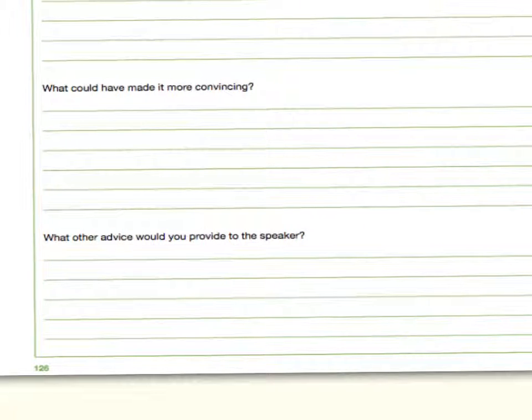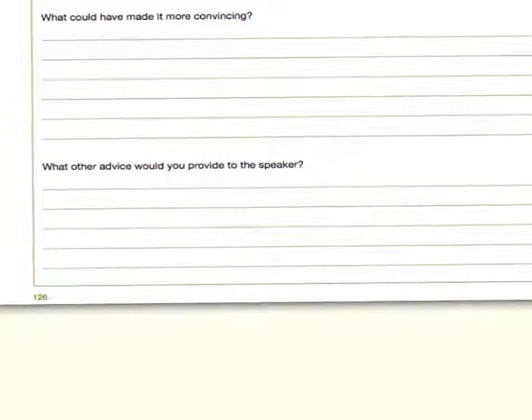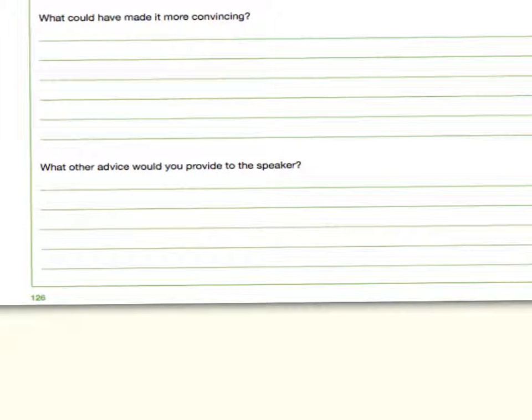And then this question, what could have made it more convincing? So this is a good place to say, the evidence needs to more clearly support your argument, and maybe your argument itself is not as clear as it could be, or I wasn't sure what source your evidence came from, something like that. And then there's this general question, what other advice would you provide to the speaker?